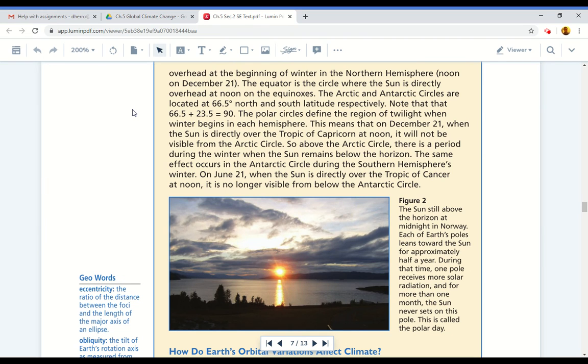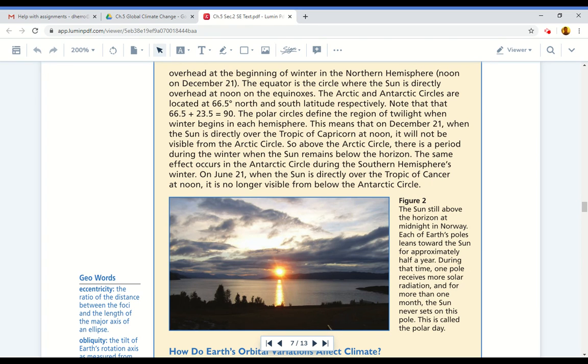The equator is the circle where the Sun is directly overhead at noon on the equinoxes. The Arctic and Antarctic circles are located at 66.5 degrees north and south latitude respectively. Note that 66.5 plus 23.5 equals 90. The polar circles define the region of twilight when winter begins in each hemisphere.